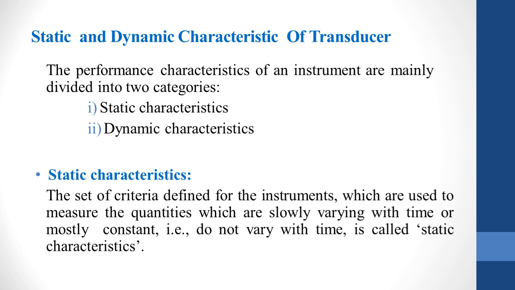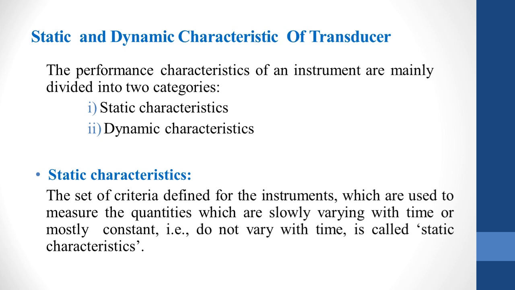Static and dynamic characteristics of transducer. The performance characteristics of a transducer or instruments are mainly divided into two categories: static characteristics, and the second one is dynamic characteristics. Some applications involve the measurement of quantities that are either constant or very slowly varying with time.